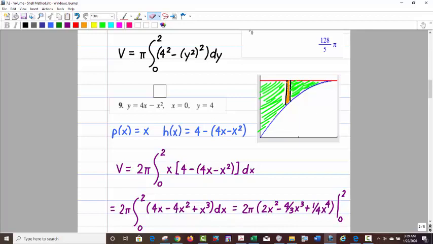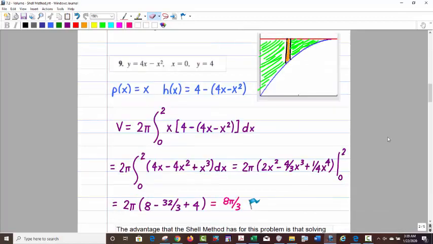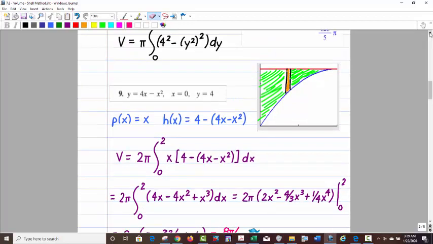All right, so going around the y-axis, that means that the representative rectangle is going to be vertical, because that's representing dx. So your p of x will be x, and then your h of x will just be the height, not the radius, from here to the line, which is 4x minus x squared.